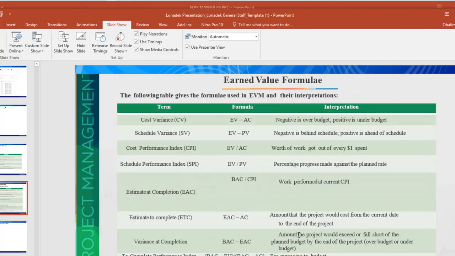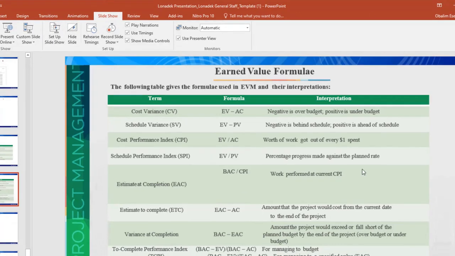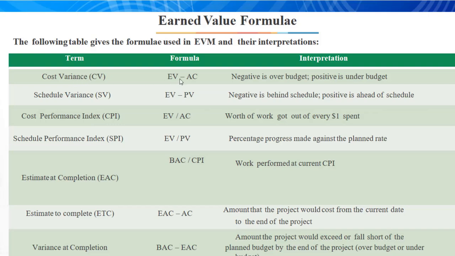Now, don't forget, some of the formulas that we have made mention of, that's exactly what we have in this very slide. As the cost variance, remember we said cost variance is earned value minus actual cost. There's a schedule variance, which is earned value minus planned value. And remember we said negative is behind schedule while positive is ahead of schedule. Cost performance index is earned value divided by actual cost. So we said the worth of work got out of every $1 spent. Schedule performance index is earned value divided by planned value. So this measures percentage progress made against the planned rate.